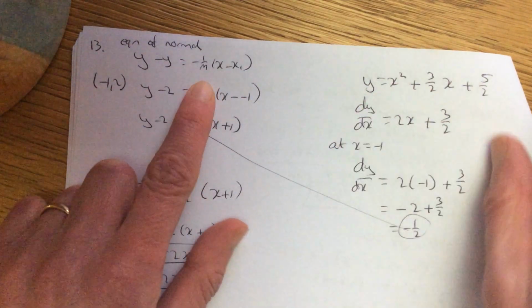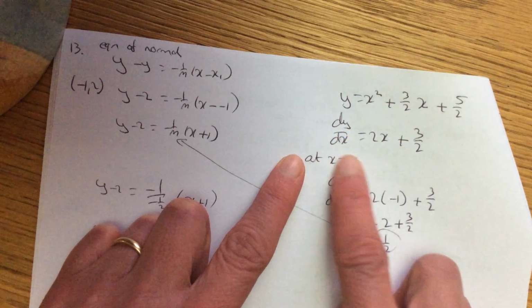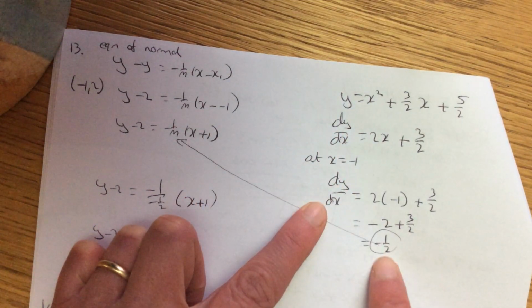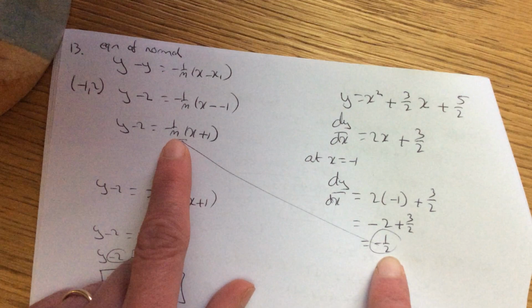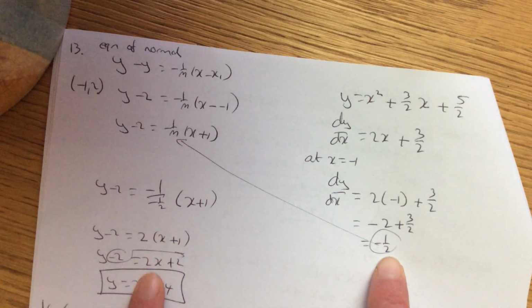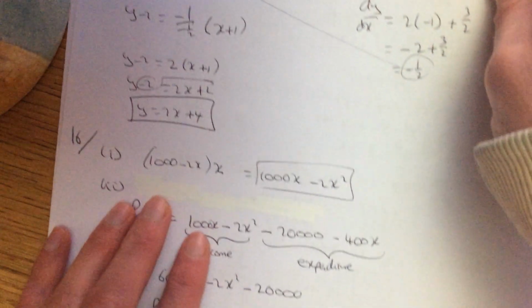The gradient, m. So you differentiate it. Put in your x value. There's your gradient. So it's minus 1 over minus a half. Tidy it all up. And there you go.